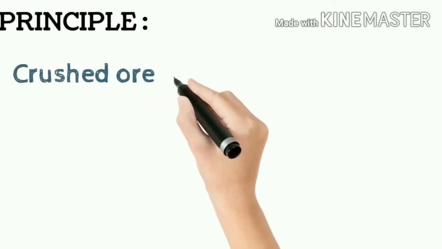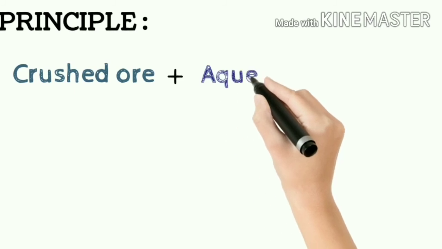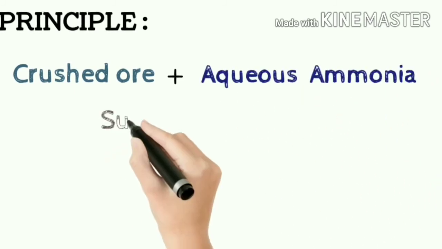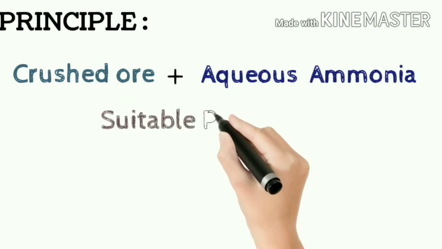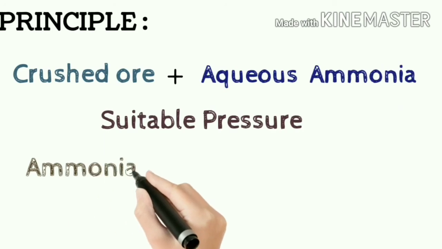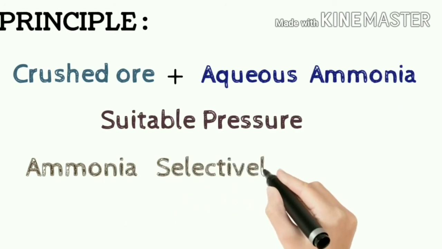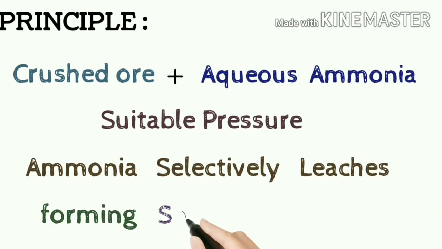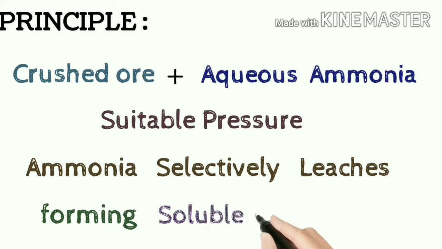First we should take the crushed ore of either nickel, copper or cobalt. That should be treated with aqueous ammonia. That's the solvent we are using here for the crushed ore to dissolve. We are applying a suitable pressure for the reaction to carry out, and this liquid aqueous ammonia selectively leaches the metal and forms a soluble complex.